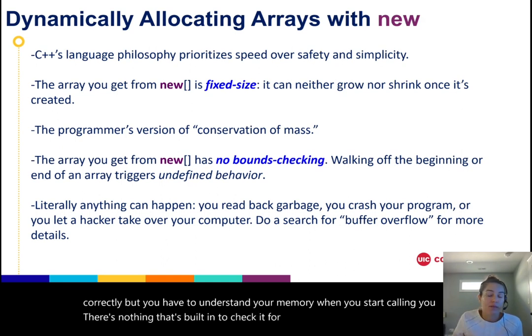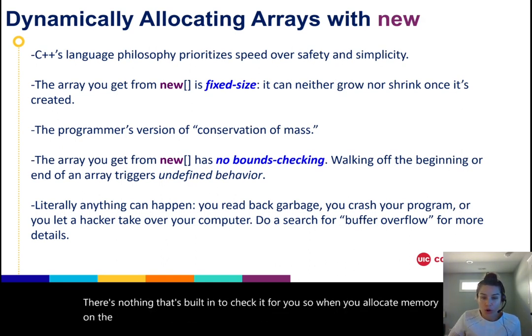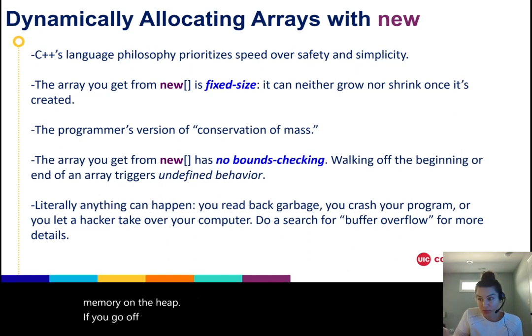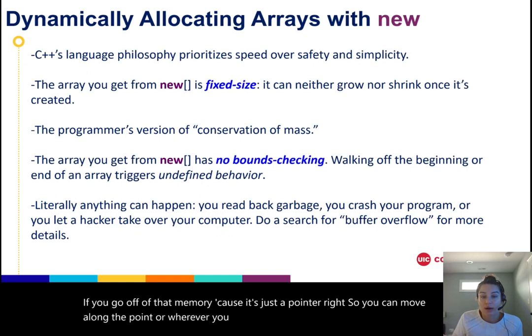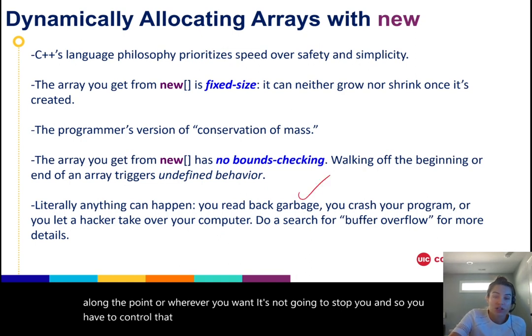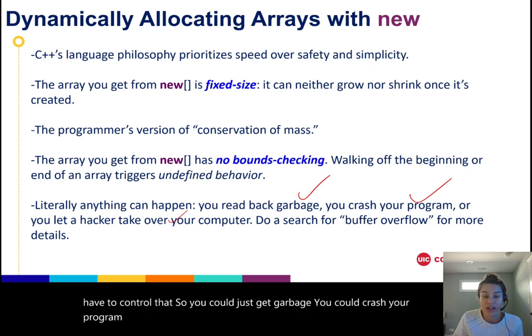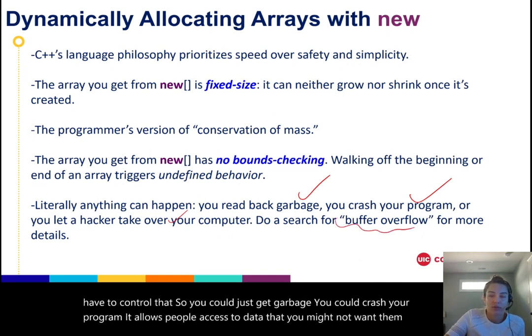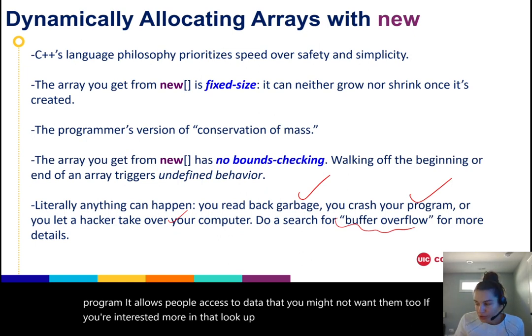So when you allocate memory on the heap, if you go off of that memory, because it's just a pointer, right? So you can move along the pointer wherever you want. It's not going to stop you, so you have to control that. So you could just get garbage, you could crash your program. It allows people access to data that you might not want them to. If you're interested more in that, look up buffer overflow.